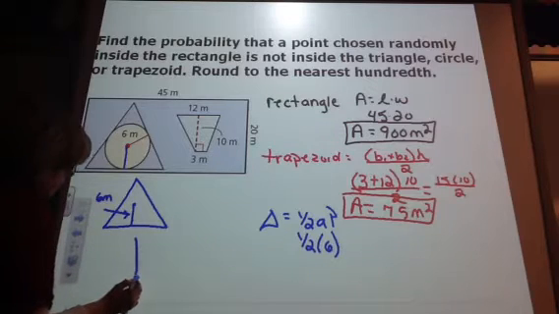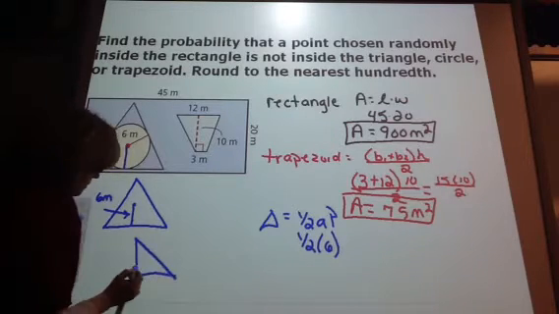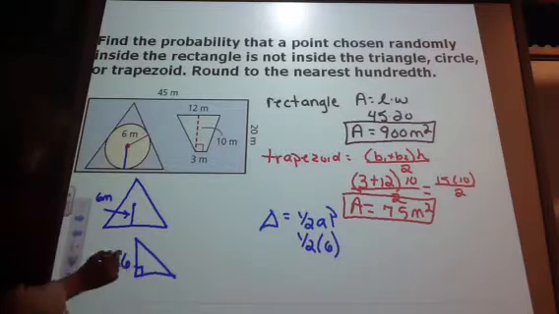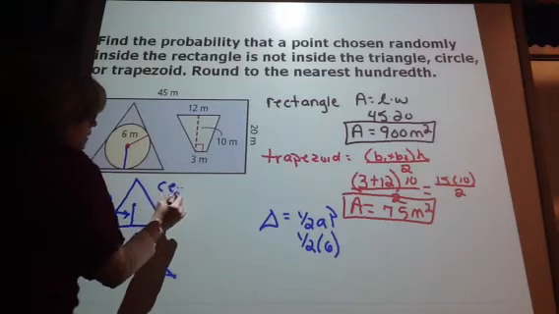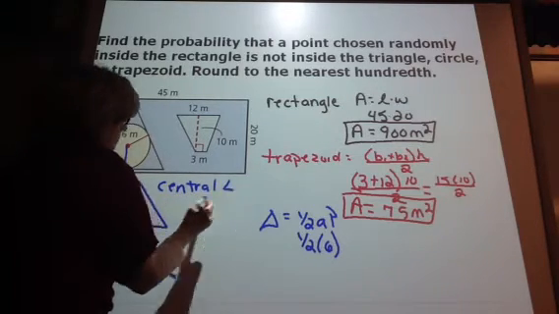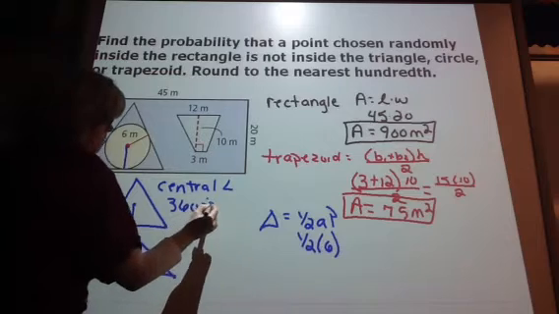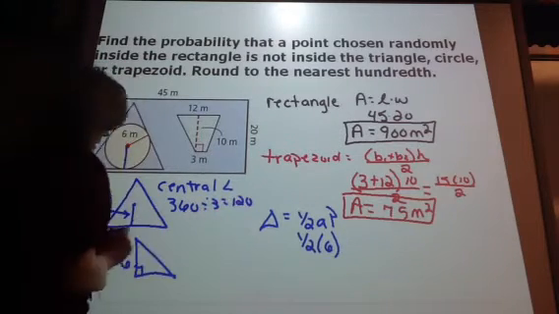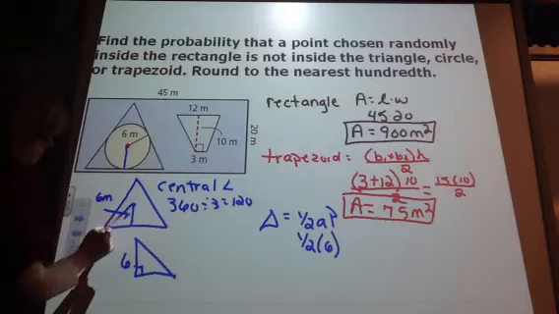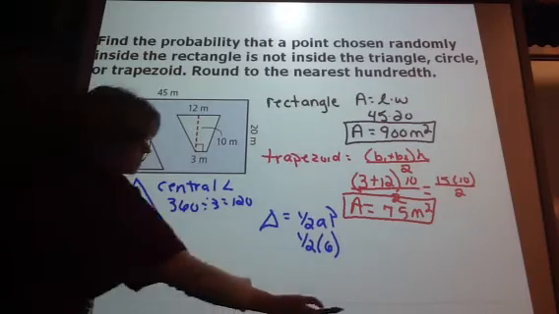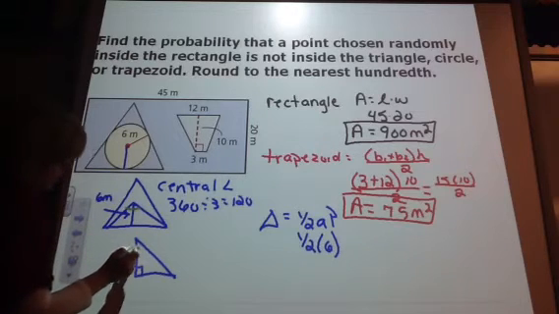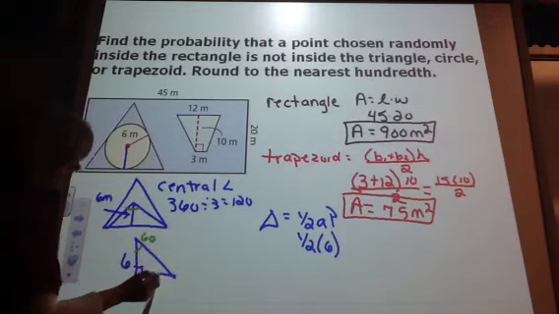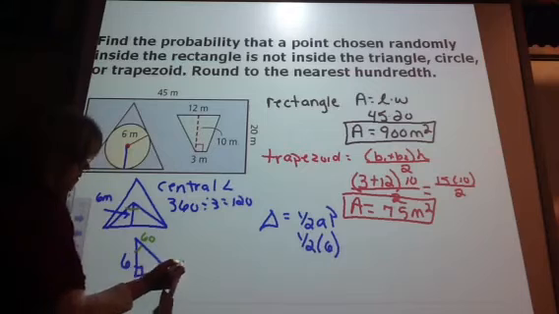Okay, so I'm going to redraw that smaller triangle. This here is 6. That's a 90-degree angle. And the central angle of this triangle is 120. So this central angle here is 120. Therefore, this angle is 60, and this angle is 30 degrees.